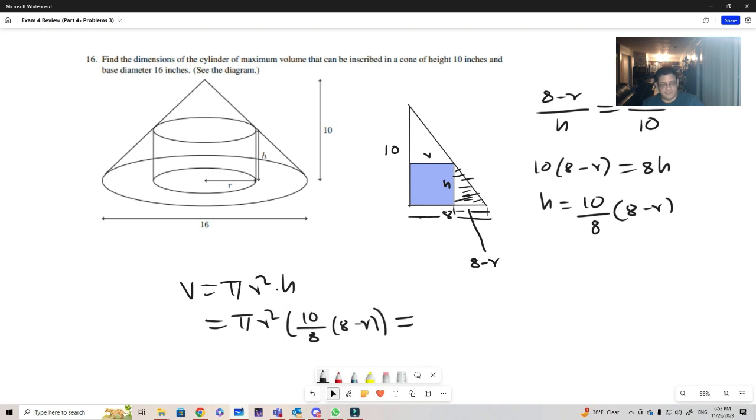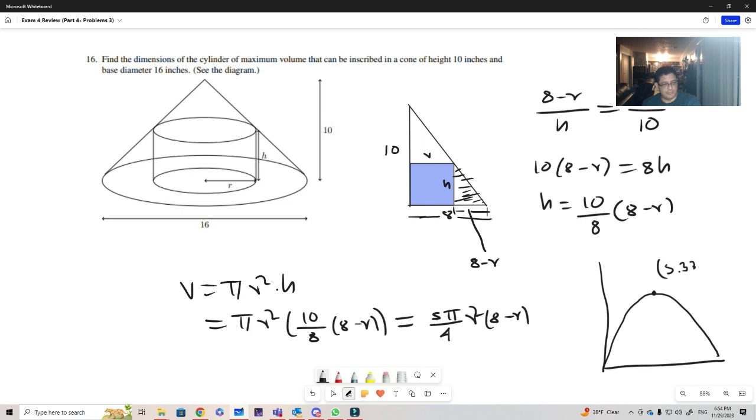So of course this is exactly the same type of thing that we've been doing with everything. We can simplify this a little bit, and this is going to be 5 pi over 4 r squared (8 minus r). And again, you can put this in Desmos or any of your graphing devices, and you're going to find out that this is a cubic formula, and that cubic formula is going to have a maximum, and that maximum is going to be located at the point 5.33, 297.87. And this is a measure of the radius, of course, and this is a measure of the volume.